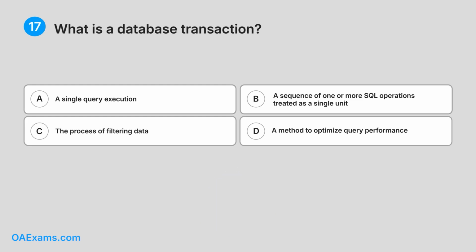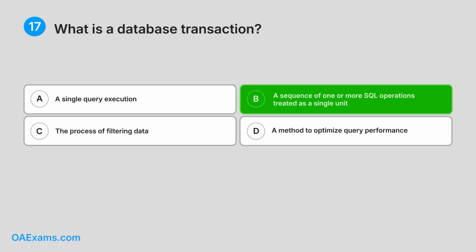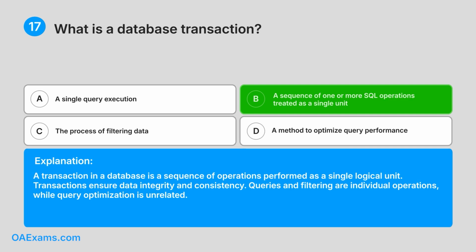Correct answer. B. A sequence of one or more SQL operations treated as a single unit. Explanation. A transaction in a database is a sequence of operations performed as a single logical unit. Transactions ensure data integrity and consistency. Queries and filtering are individual operations, while query optimization is unrelated.